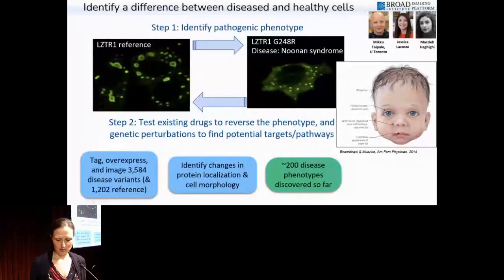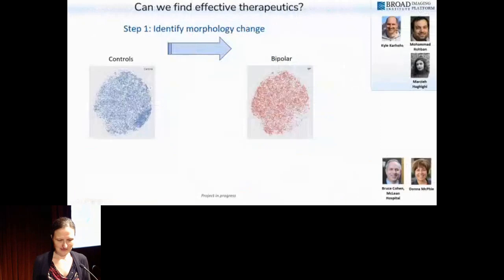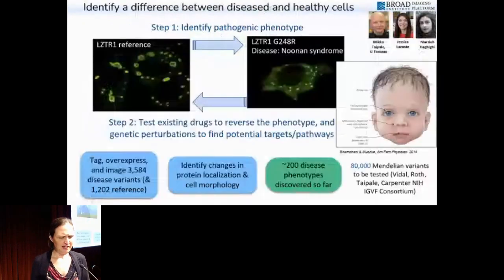So that work is still in progress, and it's a good thing too, because there's a consortium at NIH called the IGVF, the Variant to Function Consortium, and we'll be testing 80,000 variants. So again, even if it's less than 10%, it's still going to be a huge number of variants that we could potentially do drug screens for. So that'll be upcoming. Any questions about this kind of a project?